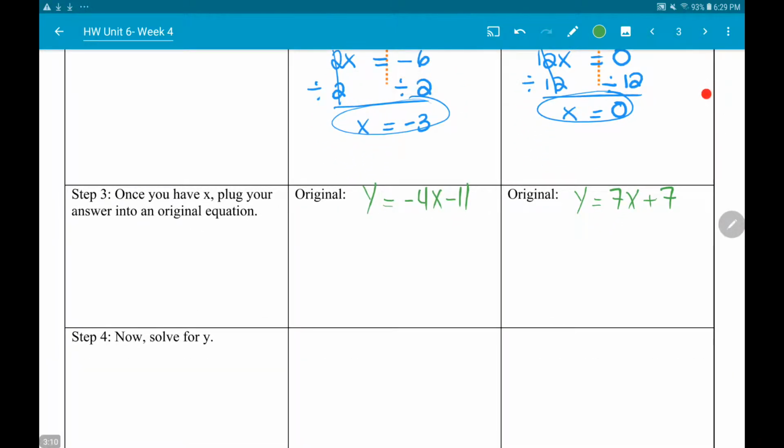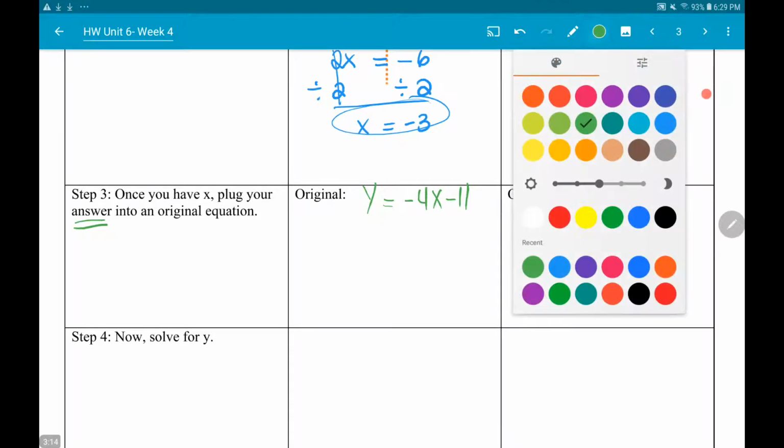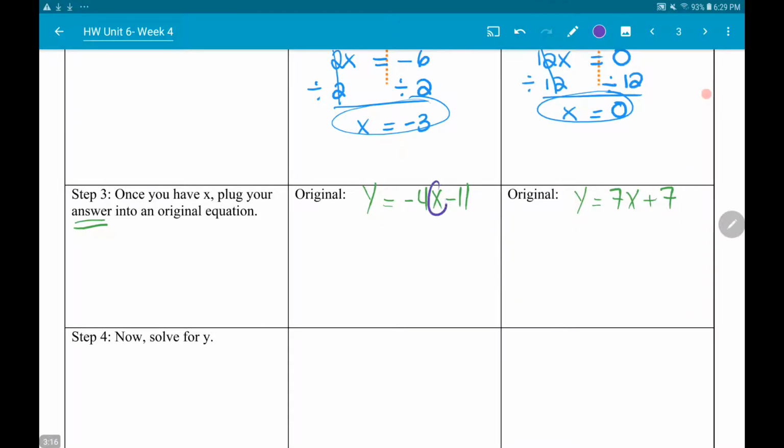So I'm going to plug in the answer I got for x. So instead of an x, I'm going to change it with parentheses, and I'm going to put the answer we got, which was negative 3. Now everything else is going to stay the same. Now we did this a long time ago back in Unit 3, so you might remember it from there.